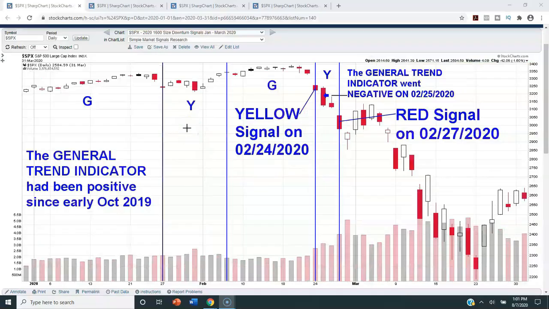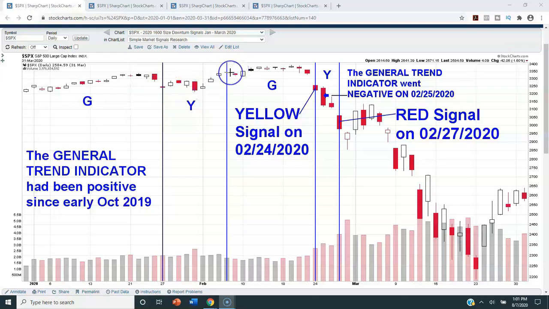Now let's take a look at the first 3 months of 2020 so you can see how Simple Market Signals could have helped you in the most recent downturn. We know that we came into the year with a strong stock market, so we had a green signal for the majority of January, but on January 27th, the signal went yellow for a couple of weeks.